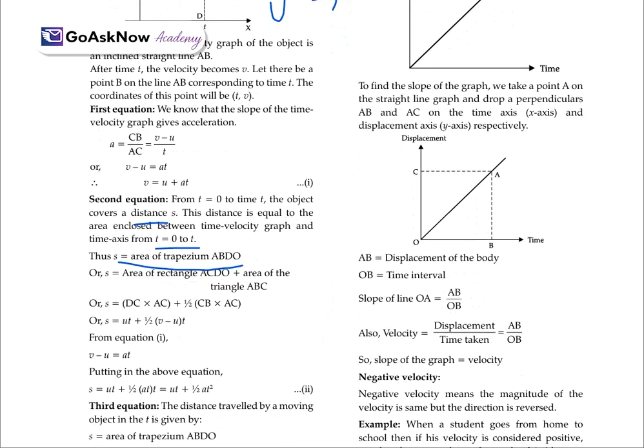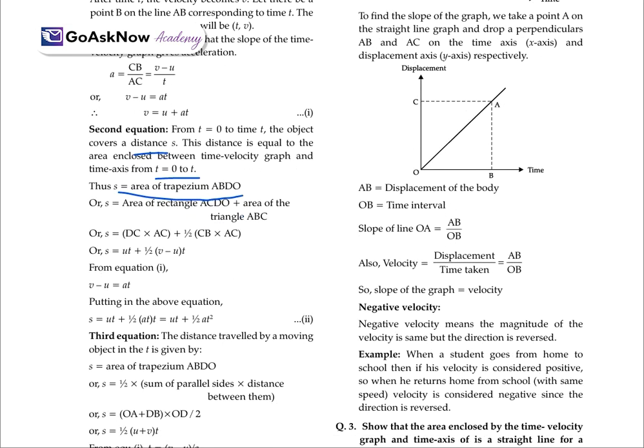So here, s is equal to the area of the rectangle, meaning ACDO, plus the area of the triangle ABC. We'll simply write the area as DC into AC plus half CB into BC. When we put in the values of DC, AC, and CB, we'll get the equation. We'll have to just simplify. Okay, you will get this one, but you'll have to simplify this particular equation with the help of the first equation as well, and you will get the final equation s is equal to ut plus half at square. This will be the second equation.